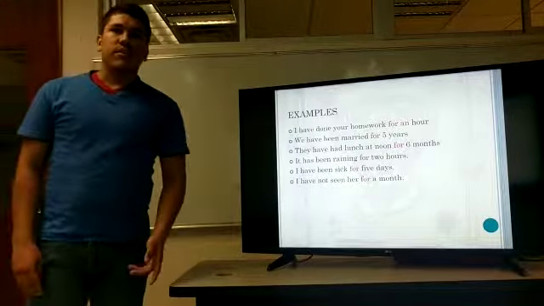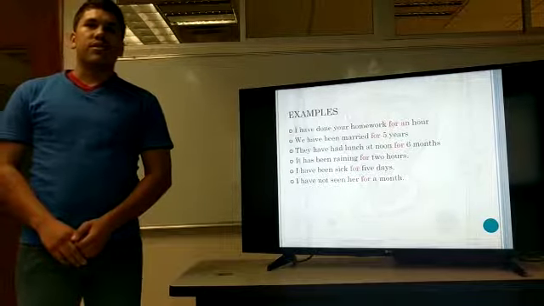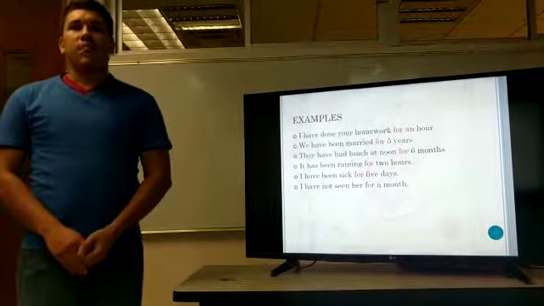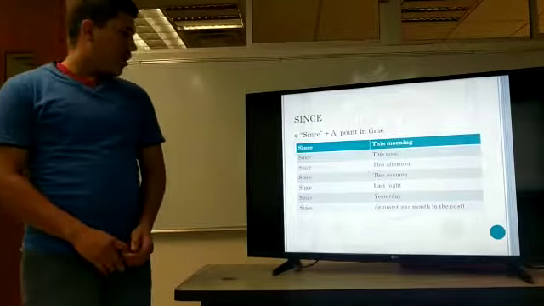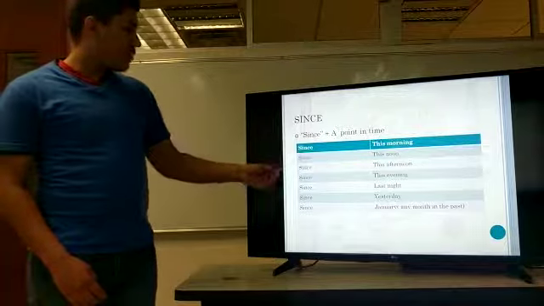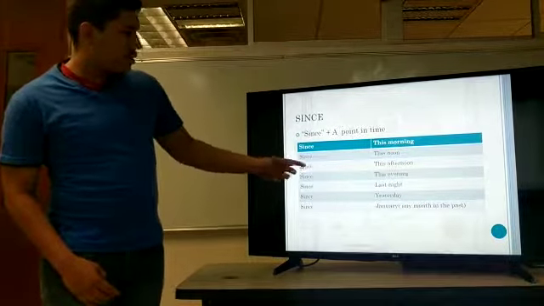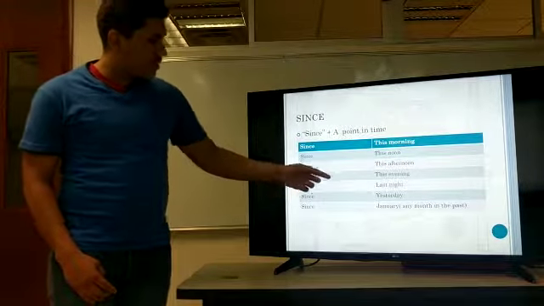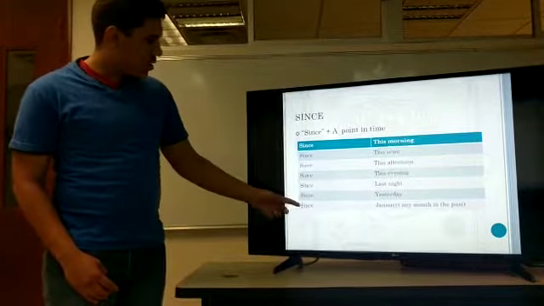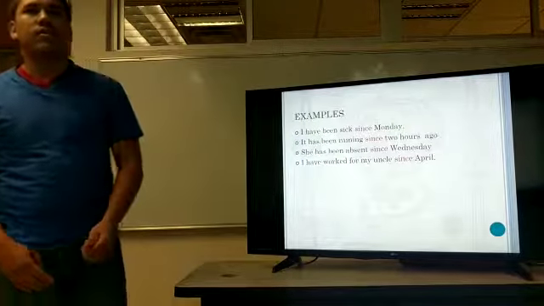Here are some examples. Now we talk about the word since, which refers to a point in time in the past. For example, since the morning, since this night, since this afternoon, since the evening, since last night, since yesterday, or since January or any month in the past.